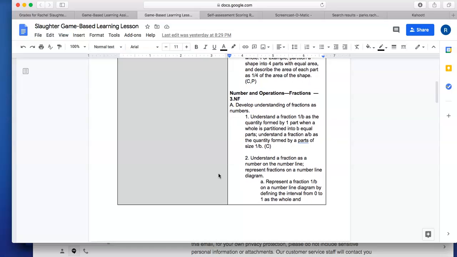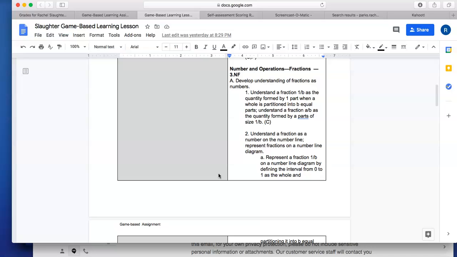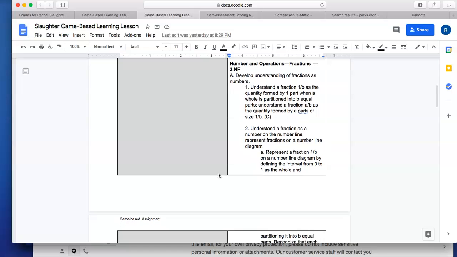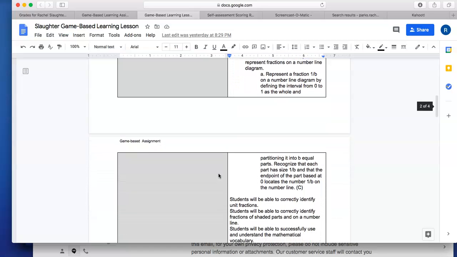And then 3.NF.A.1 is about understanding a fraction as the quantity formed by one part when the whole is partitioned, so it's more broad, it's not just unit fractions. And then the second part of that is understanding a fraction as a number on the number line, and representing a fraction on the number line. So that is the last thing we have done in this unit.